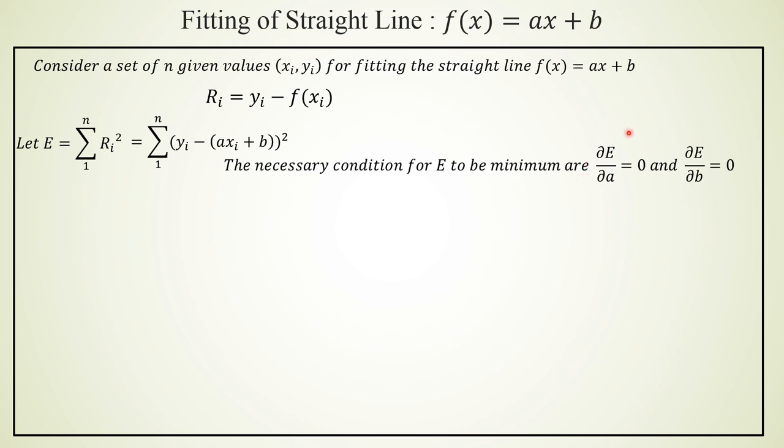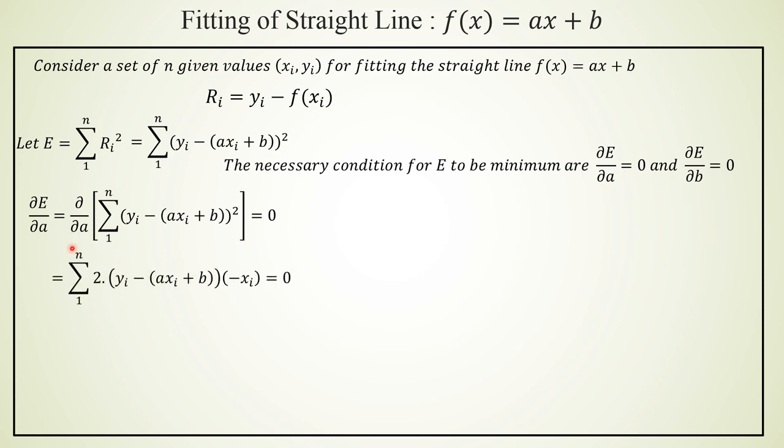So let me find the partial derivative of E with respect to a and equate it to 0. So you are going to get the equation of the form dou by dou a of the summation of (yi minus (axi plus b)) whole square, which is equated to 0. The partial derivative of the summation is nothing but the sum of the partial derivatives of the terms. So let me take the partial derivative inside the summation and do the partial derivative of it.